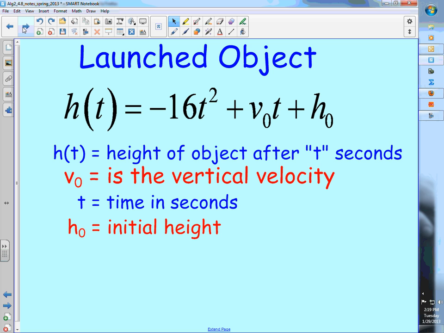A dropped object has no vertical velocity. Okay? A dropped object has no vertical velocity. So if I let it go, it's starting off with a vertical velocity of 0. If we throw it, even if we throw it straight down, then we're increasing vertical velocity. That's going to change everything.